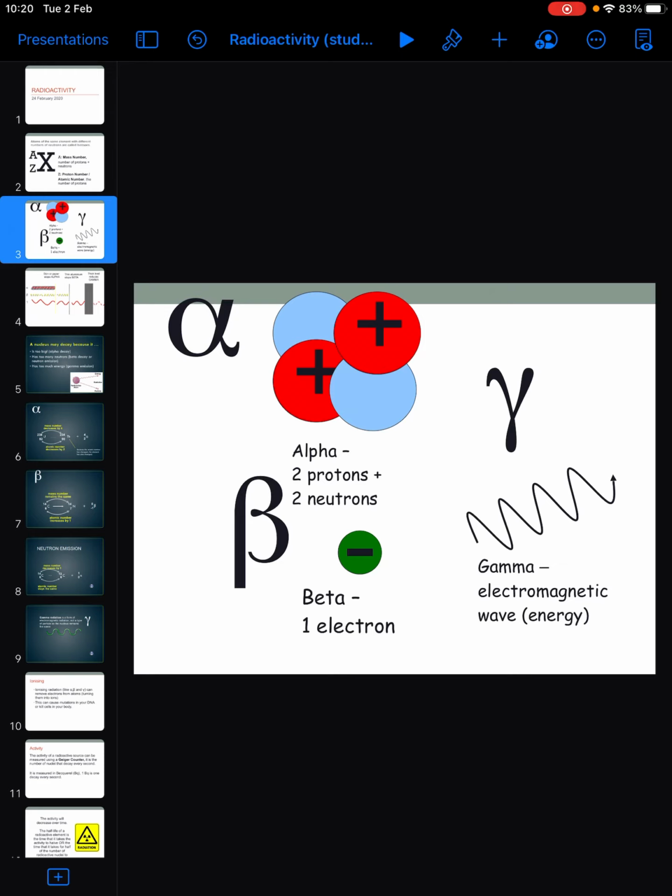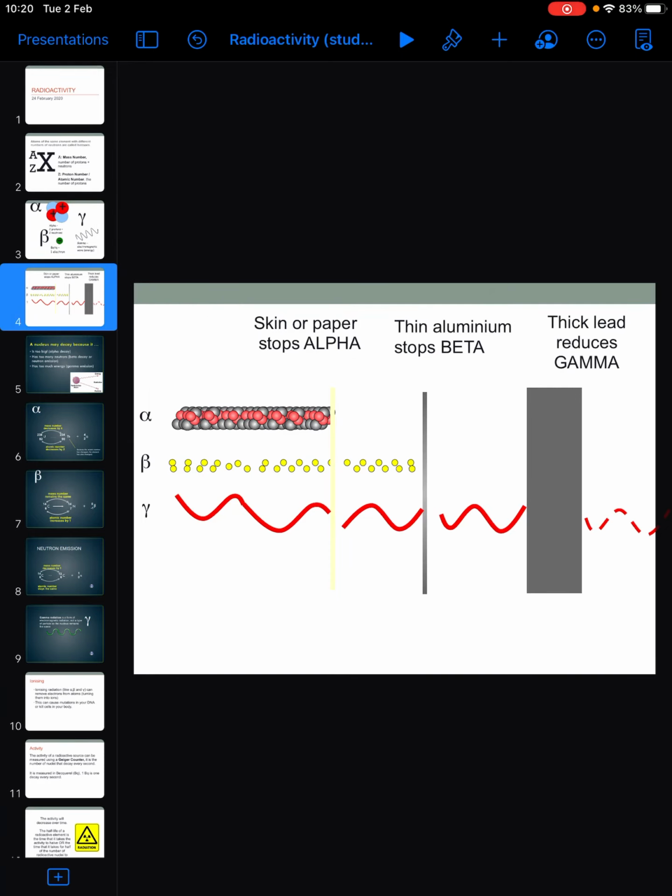Talking about penetrating, here we go on to what stops the different types of radioactivity. If you have a look at the top there, skin or paper stops alpha. As I say, not very penetrating, doesn't get very far. Beta needs to be stopped by thin aluminium. It will be able to go through paper. Gamma will go through skin and paper, go through aluminium, and then thick lead, or actually concrete as well, but you need meters upon meters of concrete to reduce gamma. So that's our best kind of defense against gamma, but it's not perfect.